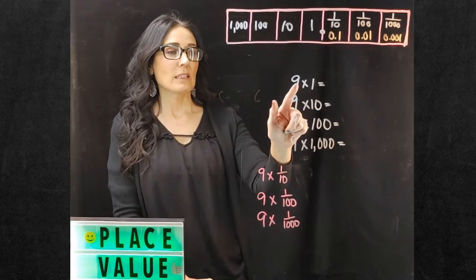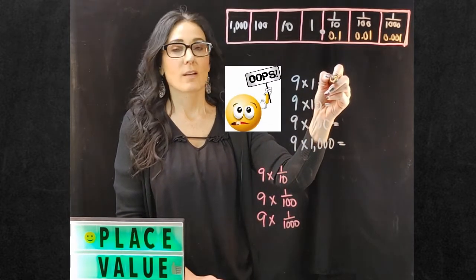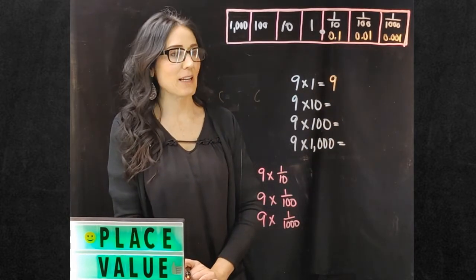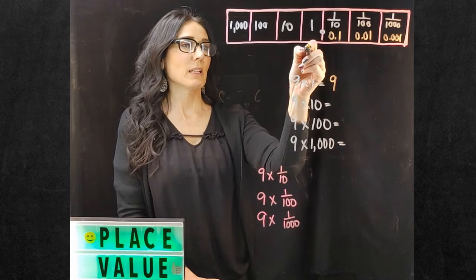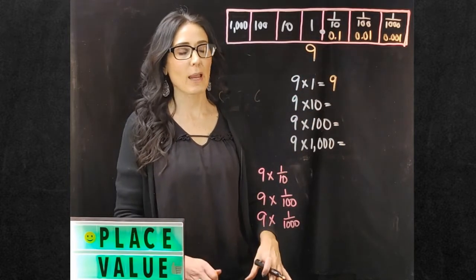So we know that 9 times 1 is going to be 9. The reason why is if we were to put the 9 up here, we show that 9 times 1 is just still going to be itself, okay?